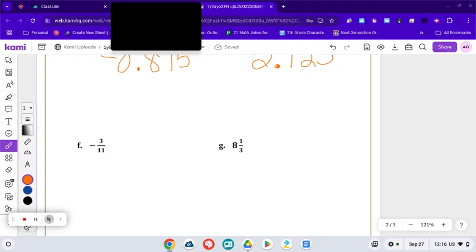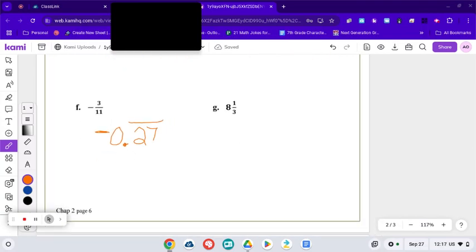Next one confused some kids. It's going to be negative, because if your fraction's negative, your decimal's negative. And what repeats is 2 and 7. So you write the 2 and the 7 because they're going to repeat, and you put the bar over both of them to show that it's going to go 27, 27, 27, 27.